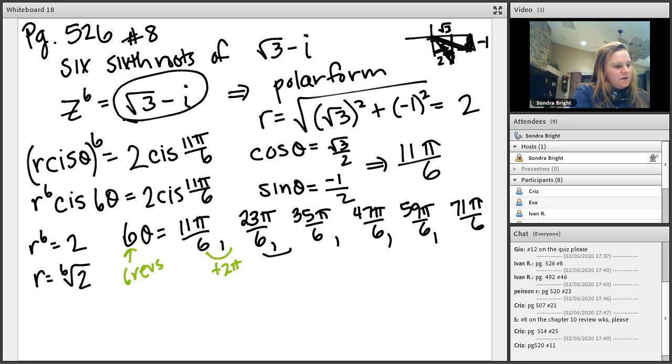These are some weird numbers, so I just want to double check that I didn't make an error. Page 526, number 8. I am golden. Okay. Yay. Perfect. Okay. And then 71.